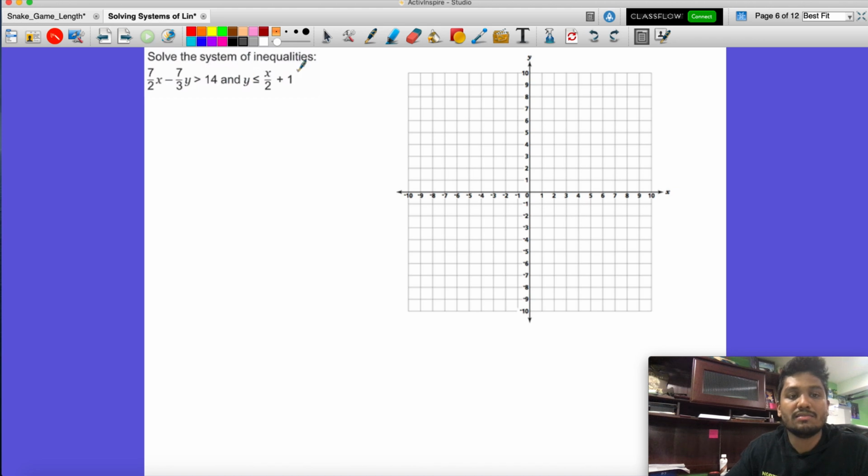So here we're solving a system of inequalities. We have 7 over 2x minus, whoa, this is definitely a much harder one, right? 7 over 3y is greater than 14. And then we also have y is less than or equal to x over 2 plus 1.